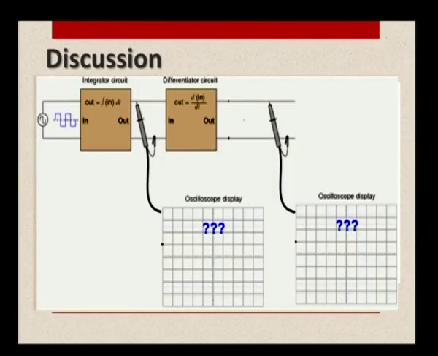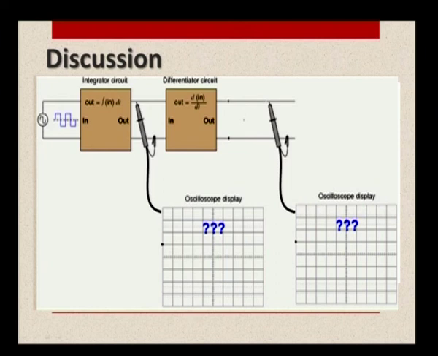Now, it is time for us to take a small test. Let us have a look at the slide. See, when a square wave is given as the input, when we have an integrator circuit here and a differentiator circuit here, and when the outputs are fed to the CRO, cathode ray oscilloscope, which has a display, what will be the outputs? Here I have put the question marks.